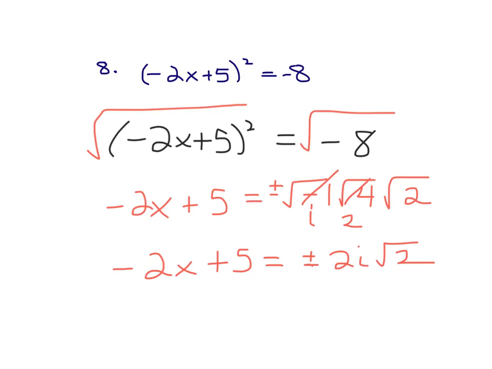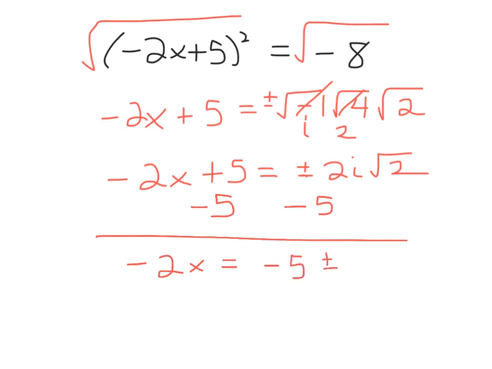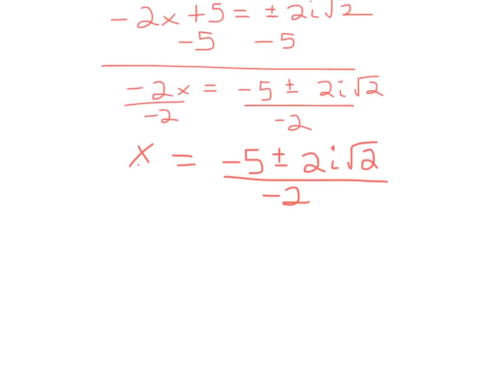And now I begin isolating x. So I'll subtract 5. Negative 2x equals negative 5 plus or minus 2i square root 2, and then divide by negative 2. And x equals negative 5 plus or minus 2i square root 2 over negative 2. Now, notice you have a negative in the top and the bottom. I could actually simplify that if I wanted to and make it positive 5 plus or minus 2i radical 2 over 2. So notice the plus minus, it flips one and then it ends up being a plus minus anyways.